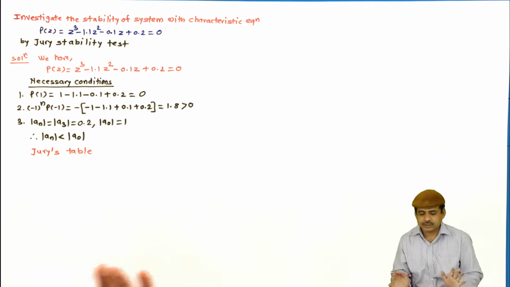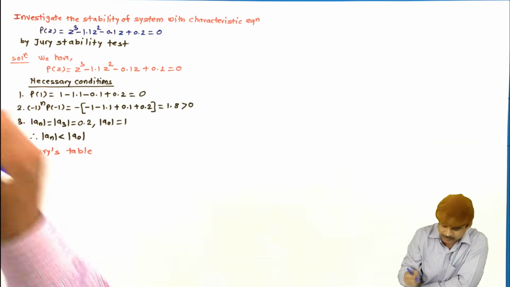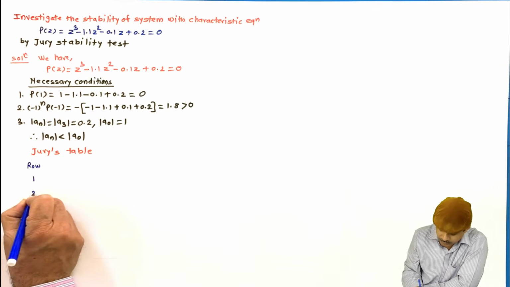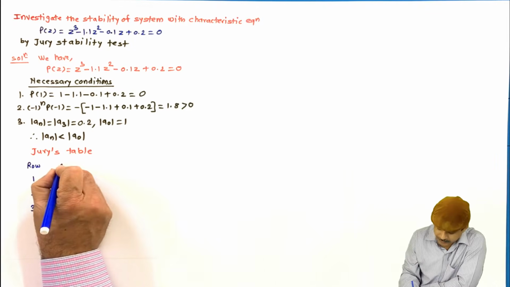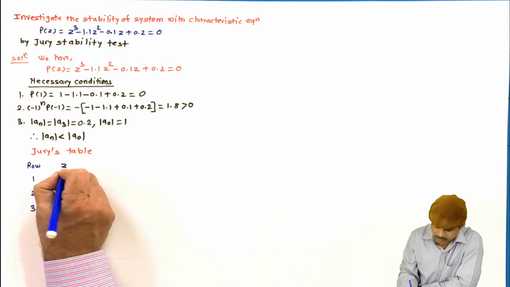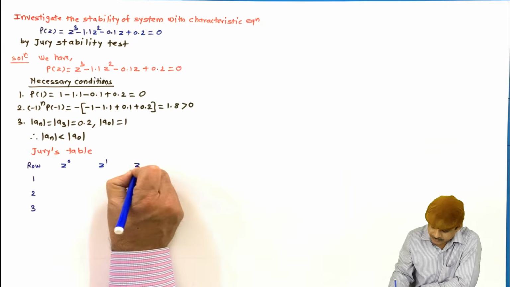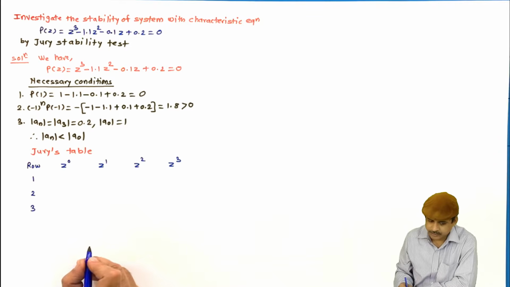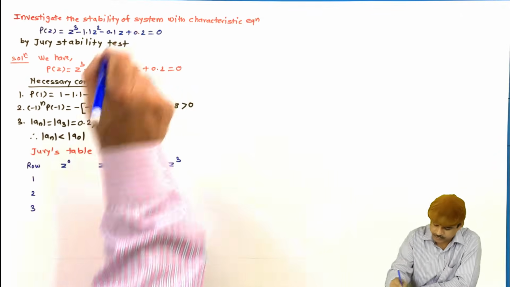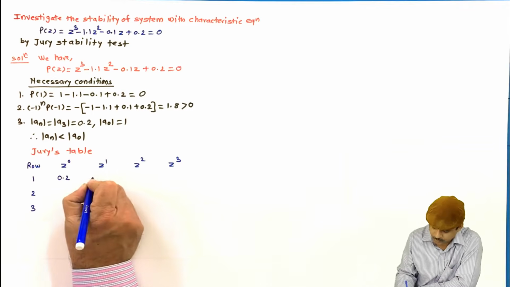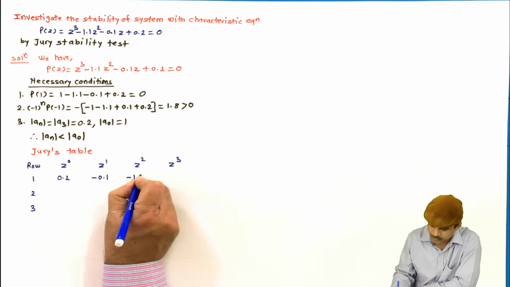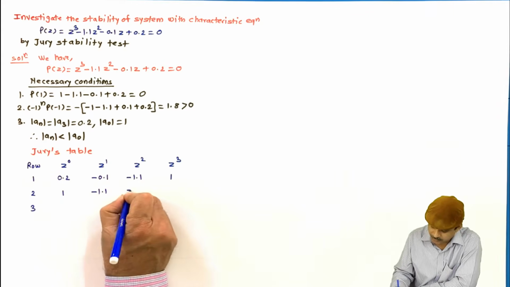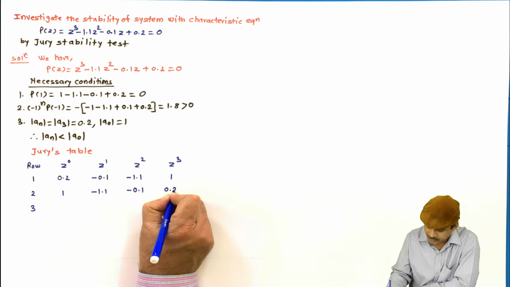So n is 3, so total number of rows will also be 3. So row number 1, 2 and 3, and the elements will be from z^0, z^1, z^2 and z^3. And let us start writing down the elements. So z^0 has coefficient 0.2, then -0.1, -1.1, 1, and then in the reverse order in row 2: 1, -1.1, -0.1 and 0.2.